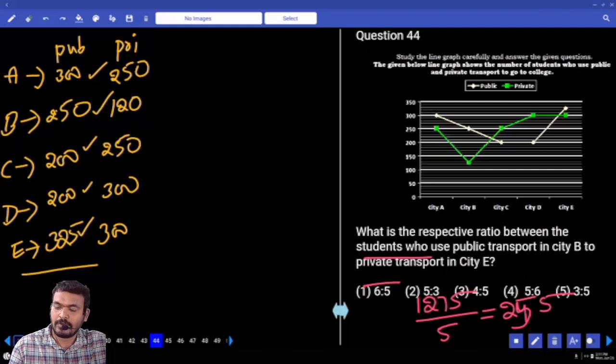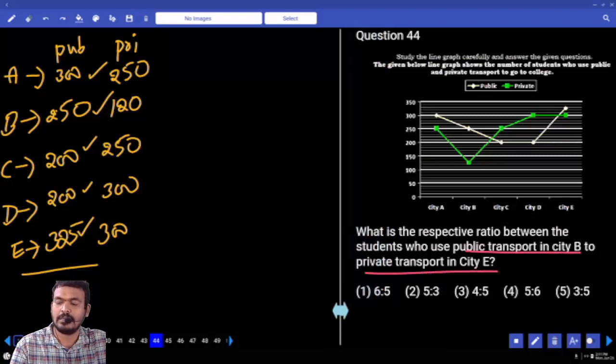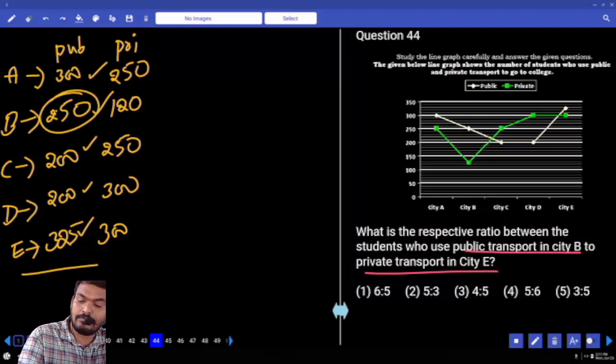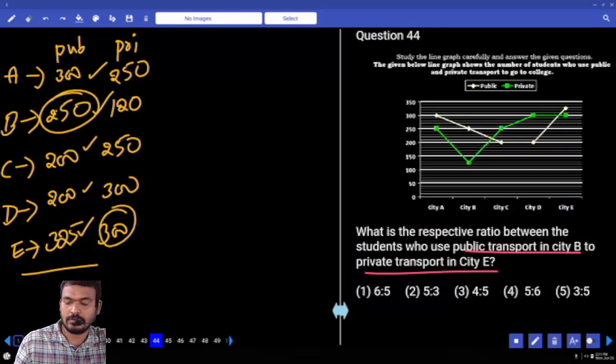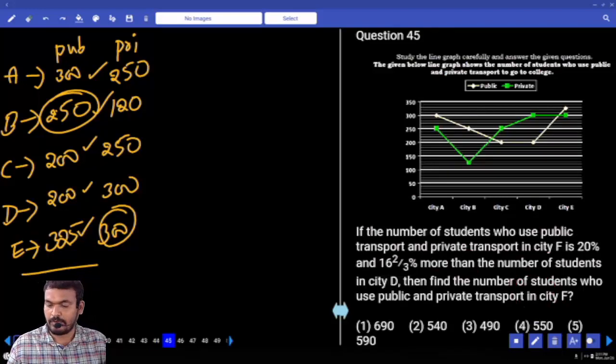Next, question number 44. What is the respective ratio between the public transport in city B to the private transport in city B? Public in city B, what is the value? 250. Private transport in city B is 300. What is the ratio? 5:6.